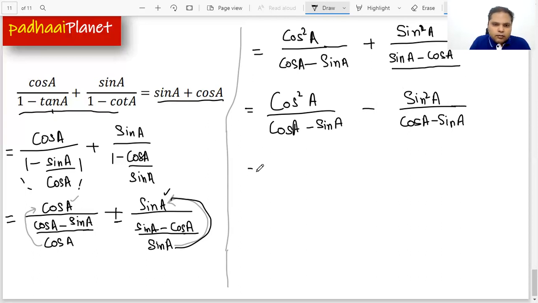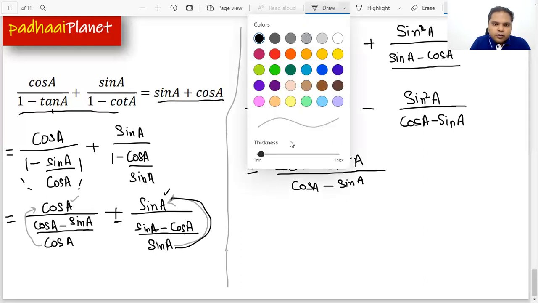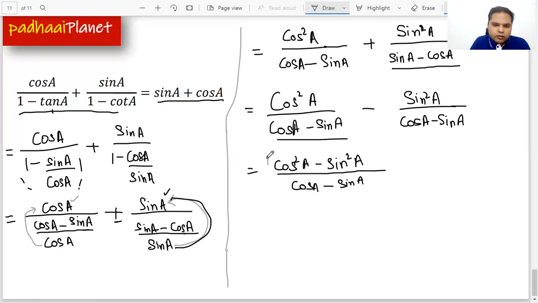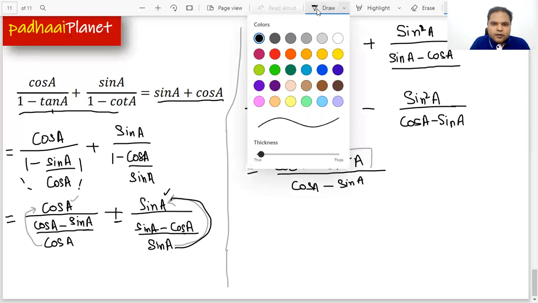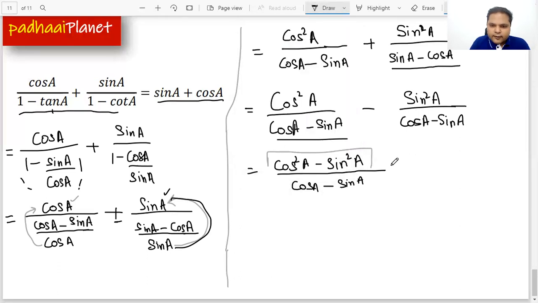Now we have got the common denominators, so we can write it as cos A minus sine A in the denominator, and on top we have cos squared A minus sin squared A. Now this particular expression, cos squared A minus sin squared A, is in the standard form of a squared minus b squared, which equals a plus b times a minus b. So we can factorize this further.